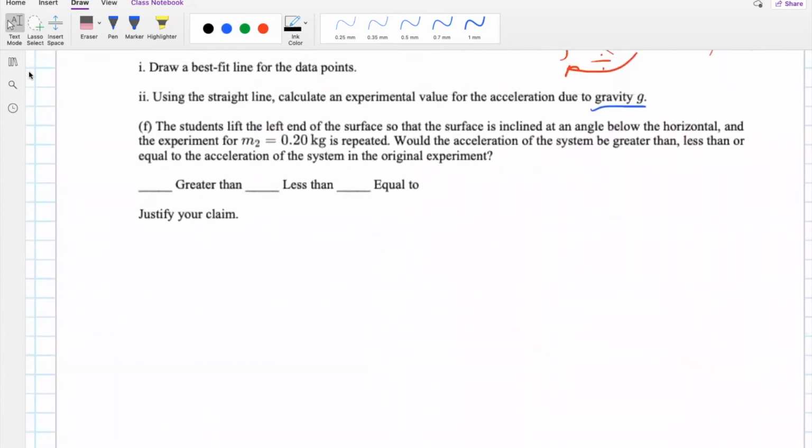And then part F. The students lift the end of the surface so that the surface is inclined at an angle below the horizontal, and the experiment for a mass of 0.2 kilograms is repeated. Would the acceleration of the system be greater than, less than, or equal to the acceleration of the system in the original experiment? So if we happen to lift the end of the table, not only do we have block 1 yielding the force that causes that system to accelerate, but now we have a component of block 1's, sorry, this was block 2.